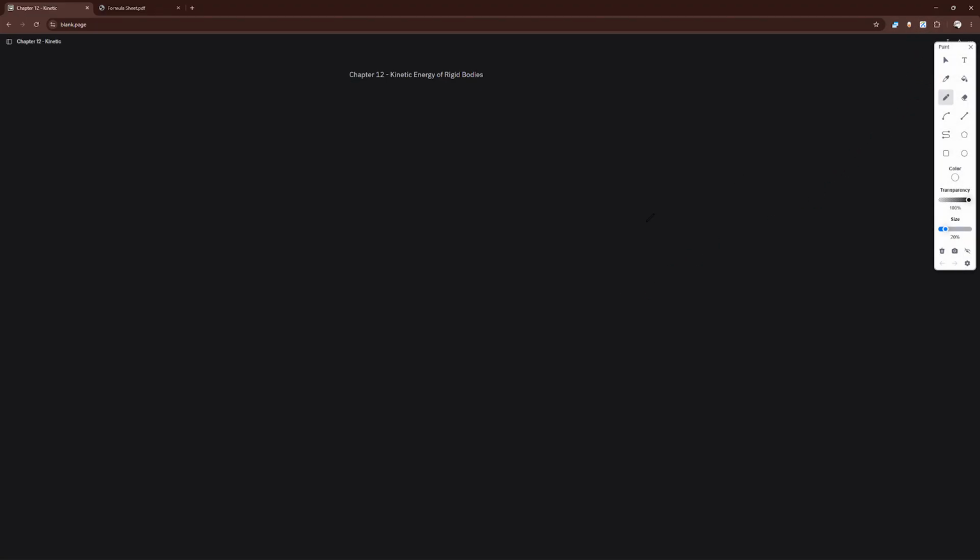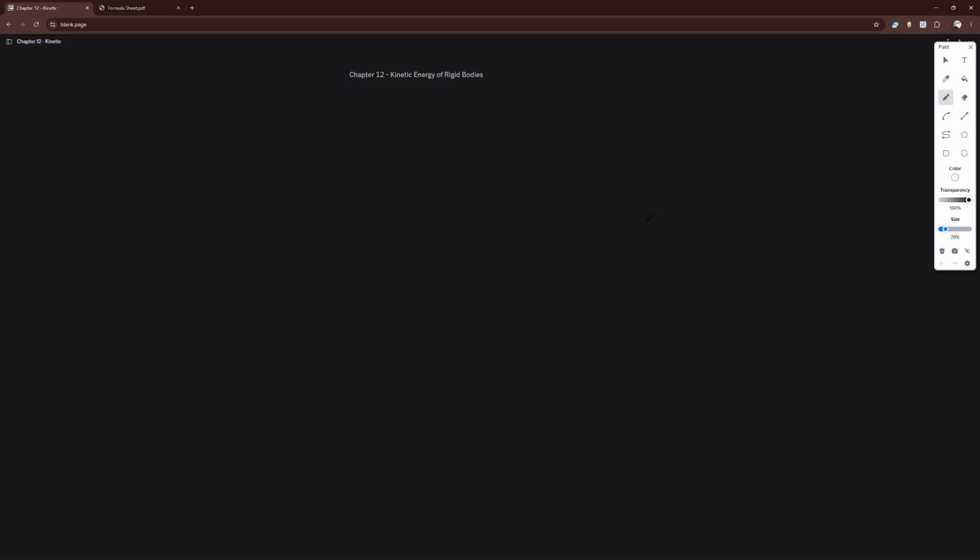Okay, hello. This is the theory for chapter 12, which is the kinetic energy of rigid bodies. So we have looked at rotational motion. We need to look at energy now. So we know that kinetic energy is half mv squared, but what is it in the rotational case?